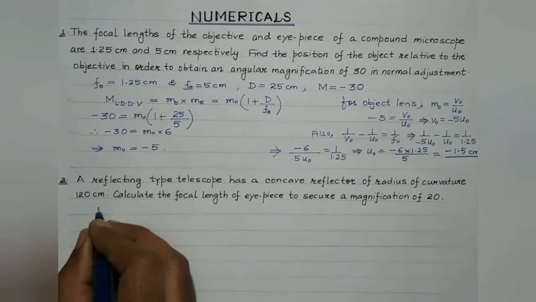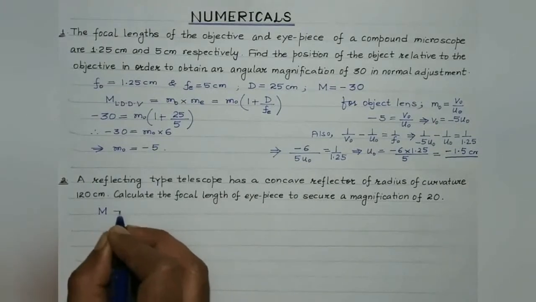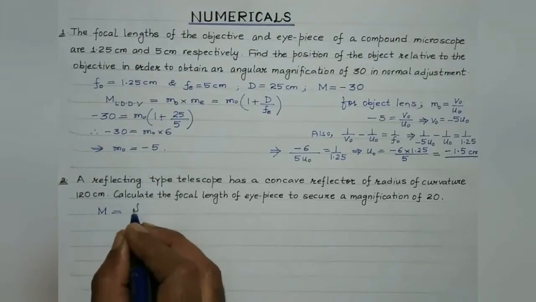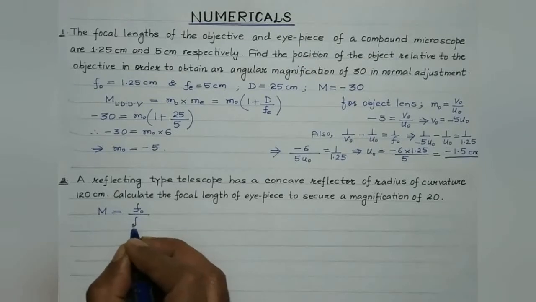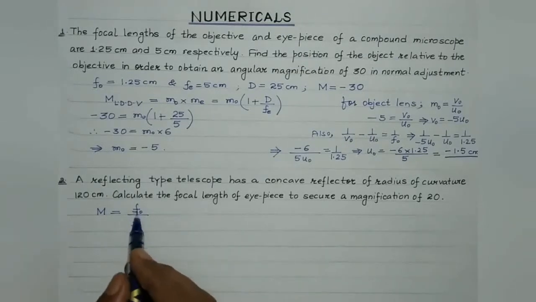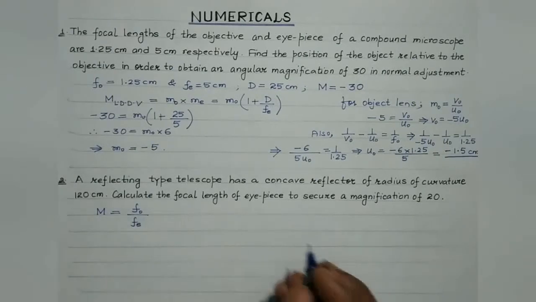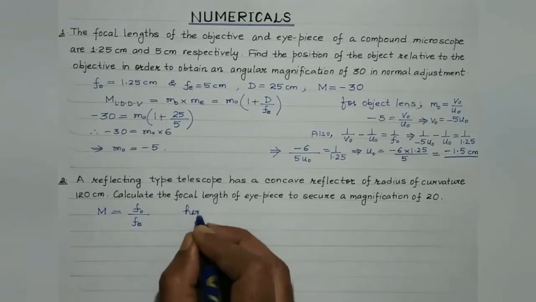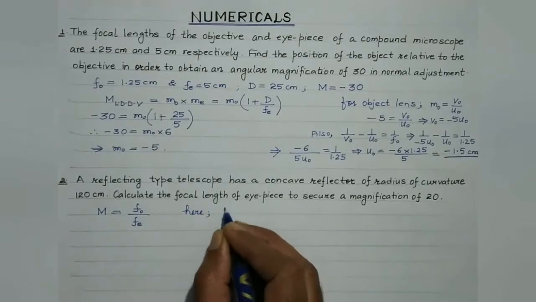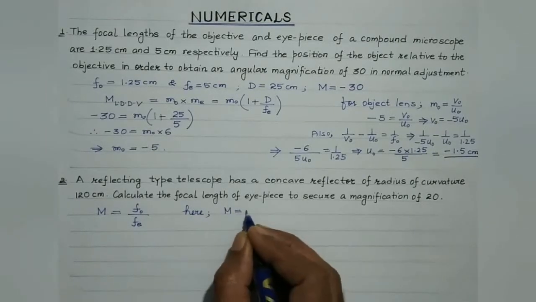Now students, this is the formula to be used. M is given by F0 divided by Fe. F0 is the focal length of the objective, while Fe is the focal length of the eye lens, right? Here, M is given to be 20. Let's make use of sign convention.